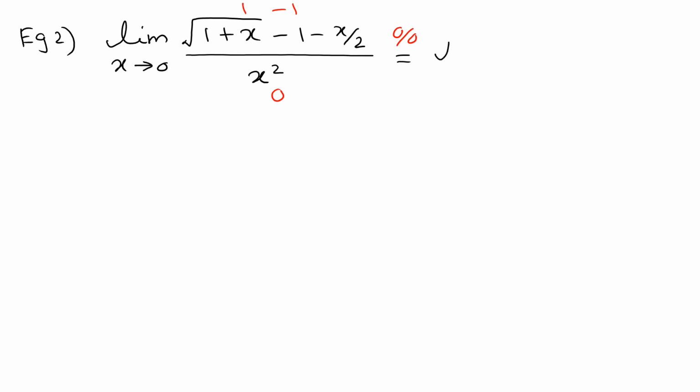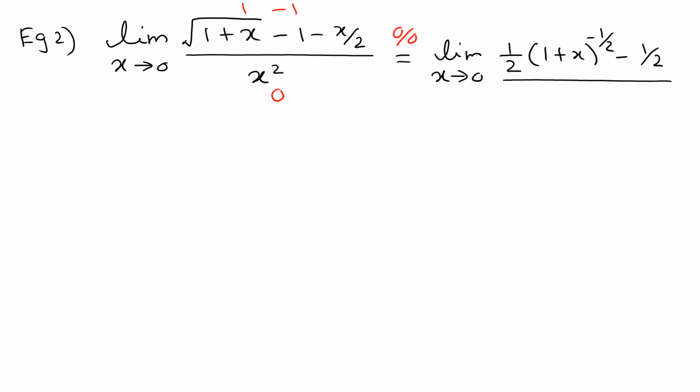It's a limit, we still write the limit, x goes to 0, the original limit. So let's take the derivative. Square root means half power. So if you take the derivative, you get 1 half times 1 plus x to the negative 1 half, times 1 by the chain rule, since the derivative of the inside is 1, divided by 2x.